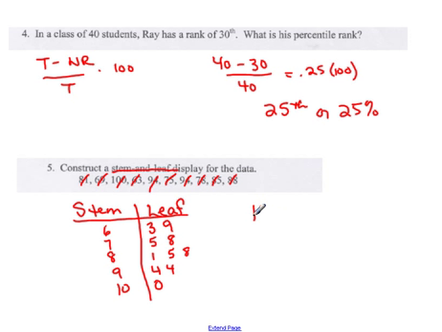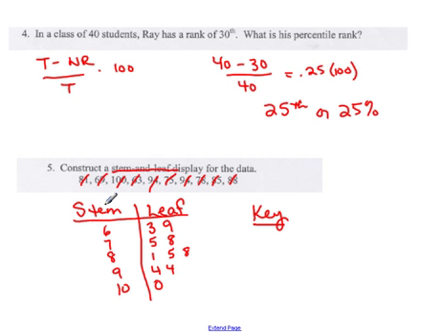Now remember, with a stem and leaf you need a key. That means the user of this chart needs to know how to read this data. It could be that this is 6.3. It could be that it's 6,300,000. Until you tell us the key, we don't know how to interpret this information.